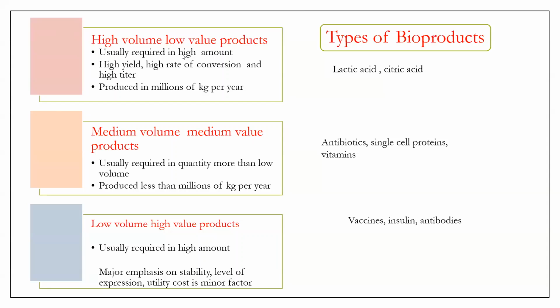The major emphasis when we work with low volume, high value products, such as vaccines, insulins and antibodies, is that the prime parameter to consider is stability. They should be highly stable. And if you are using them for expression, obviously you have to look at the productivity, that is, how well the microbes or cells or organs you are using for this production are expressing those proteins. And apart from that, you always have to keep in mind that your production cost should be low.